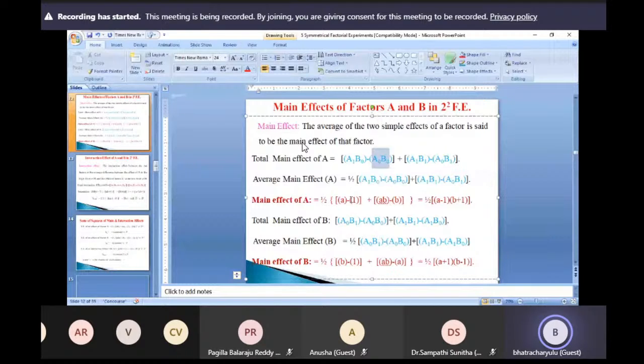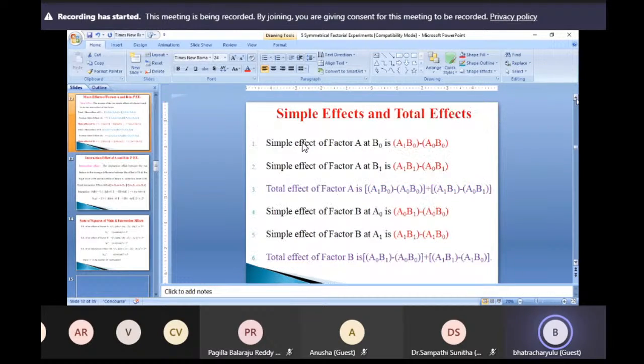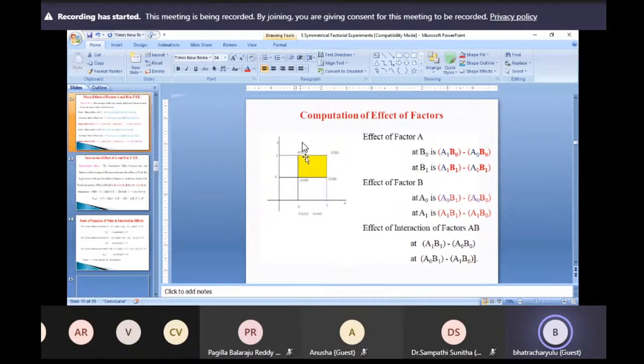And A1, B1, both are at high dosages. That's why I'm writing A and B, both are significant. And A0, B1, B is at a higher level and A is at a lower level. So that means B only you have to consider. So this is the notation that you are going to use. Generally it is very easy to remember this part. These are constructed just like the table that I had given.